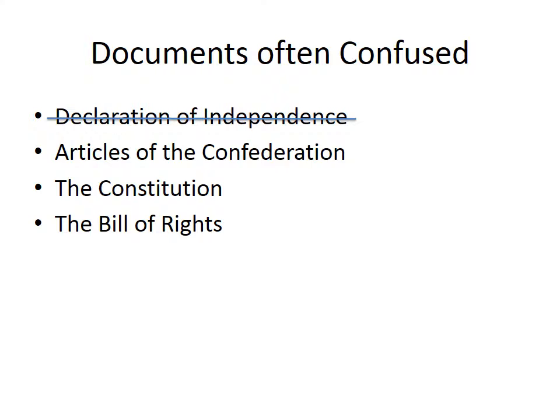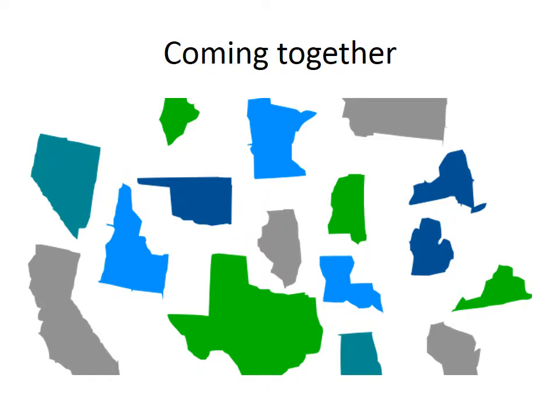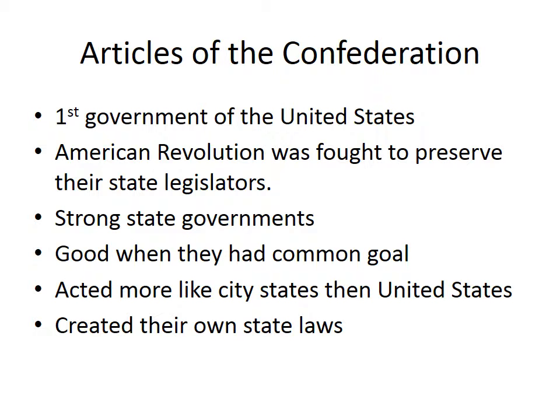So let's look at these last three: the Articles of the Confederation, the Constitution, and the Bill of Rights. And we'll do them in order. So the Articles of the Confederation. After the American Revolution, you have all of these different colonies or states, and you have to pull them together as a nation, right? So the Articles of the Confederation is the first document that's going to bring all of the states together. It's going to be the first government of the United States, so don't get that confused with the Constitution.